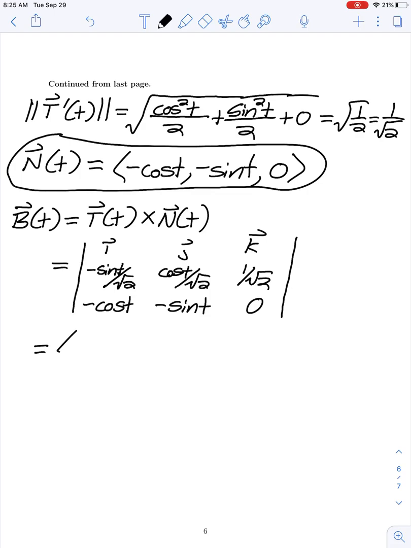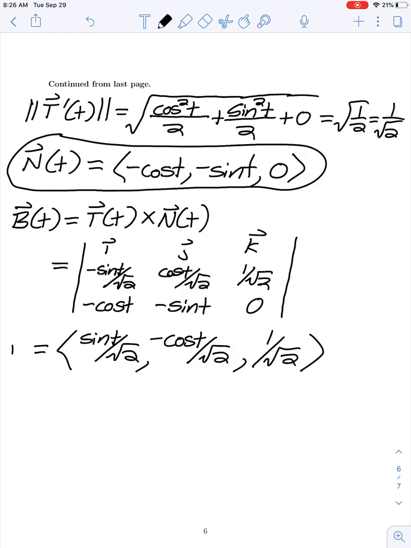So for this cross product, looking at our i component, we would have 0 minus negative sine t over root 2. So we've got a sine t over root 2. Our j component would be negative cosine t over root 2 minus 0. So negative cosine t over root 2. And our k component would be sine squared of t over root 2 plus cosine squared of t over root 2. So the sine squared plus cosine squared gives us 1 over root 2. So this would be our binormal vector.